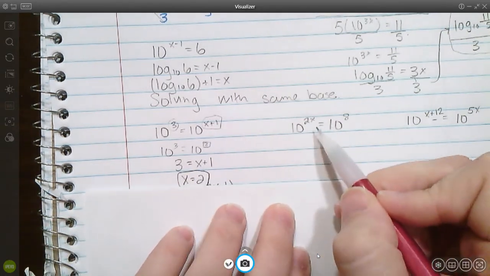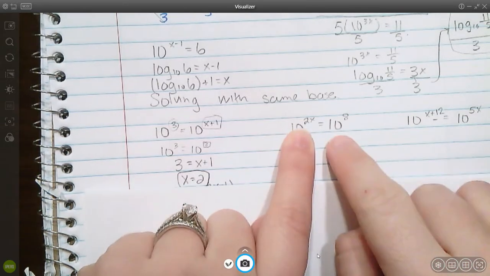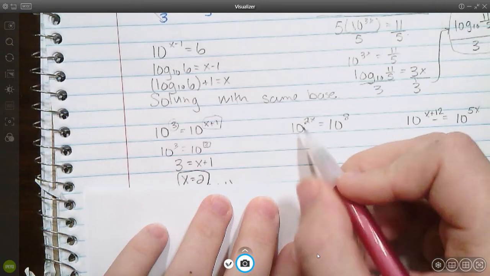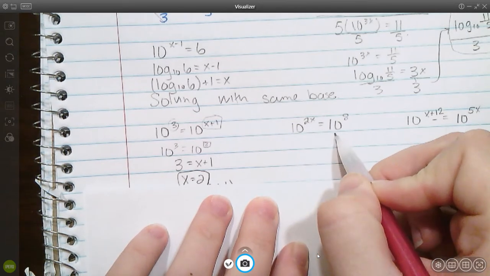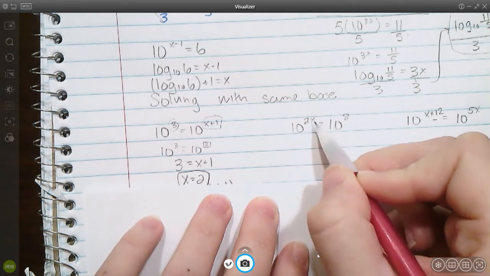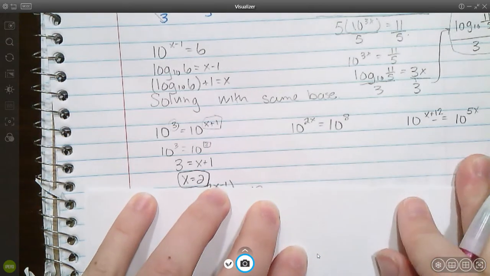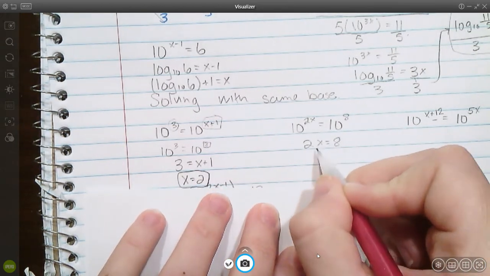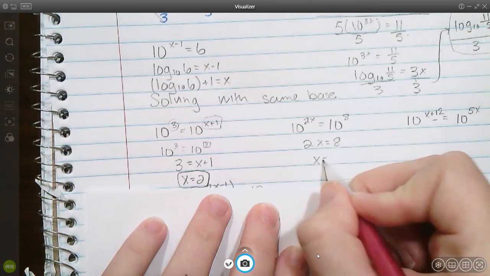Okay, this one, we have 10 to the 2x equals 10 to the 8th. So we have the same base, 10 and 10, and they're equal to each other, so that means that these exponents have to be the same, or they have to be equal. So you have 2x equals 8, divide both sides by 2, and you get x equals 4.